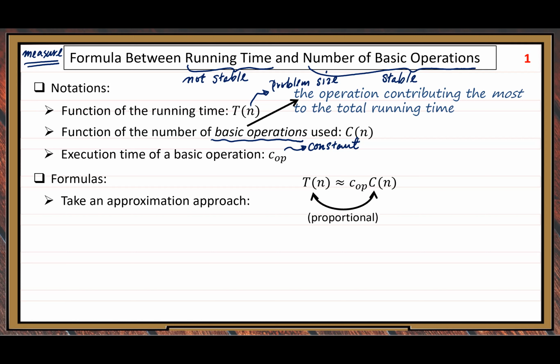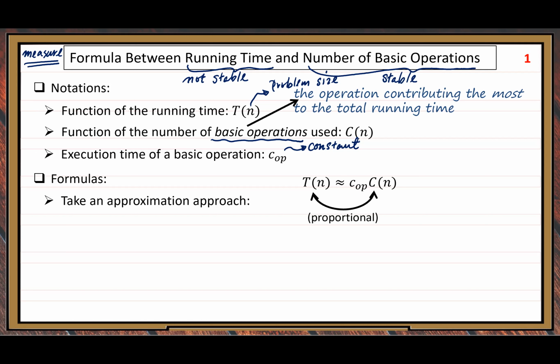And first, we observed this simple property. These two functions are proportional, because their ratio is just a constant, little c op, that is a constant.